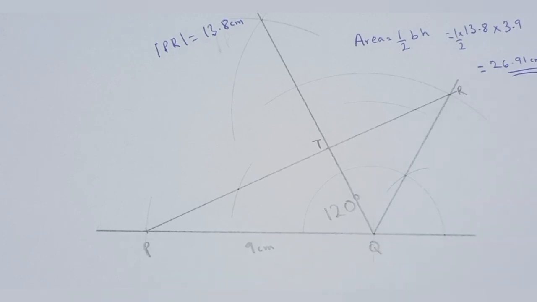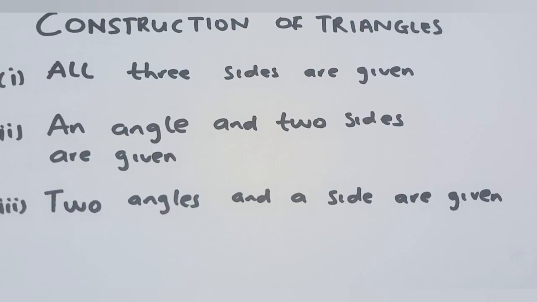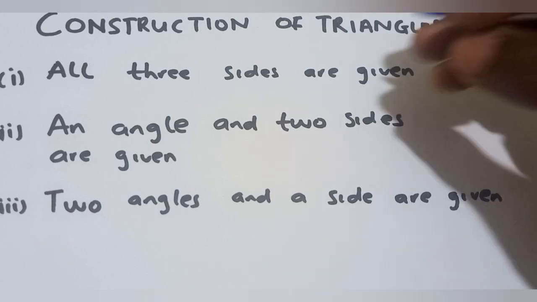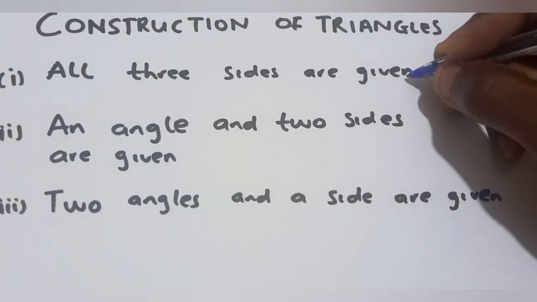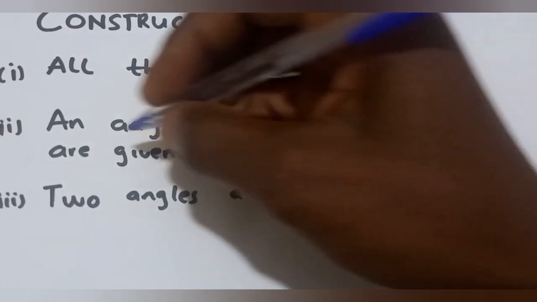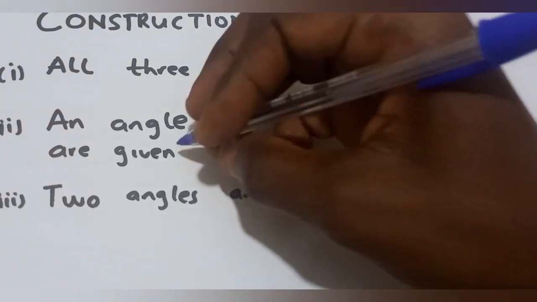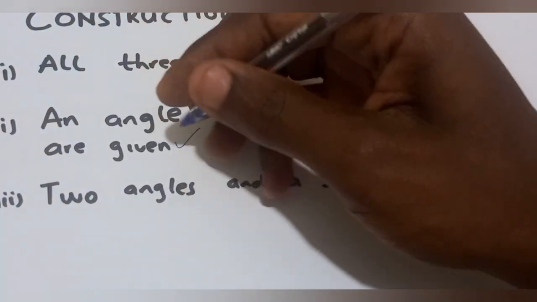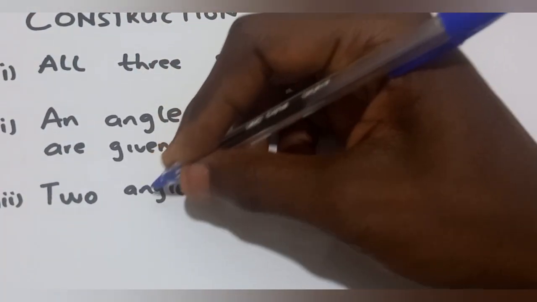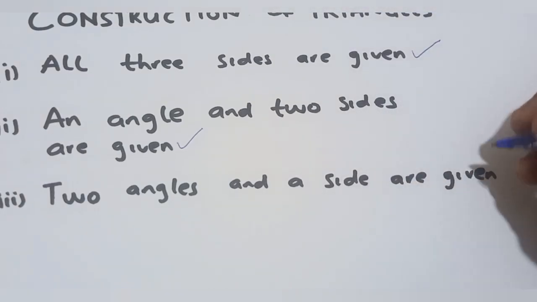Thank you. So coming back from where we started, we've been able to solve an example with all sides given, and an angle and 2 sides given. To solve when you have 2 angles given and the sides given.